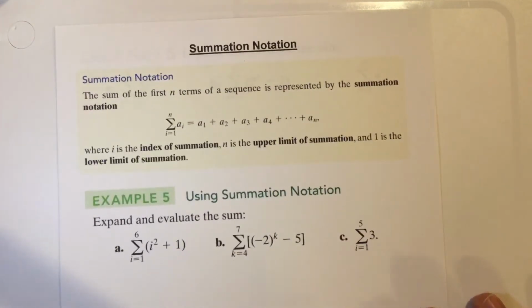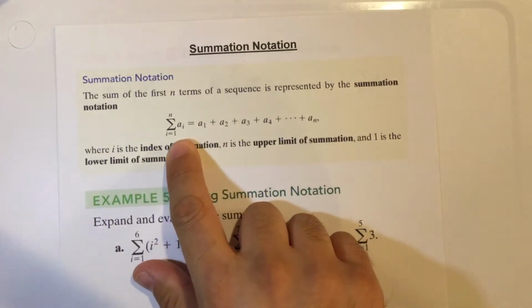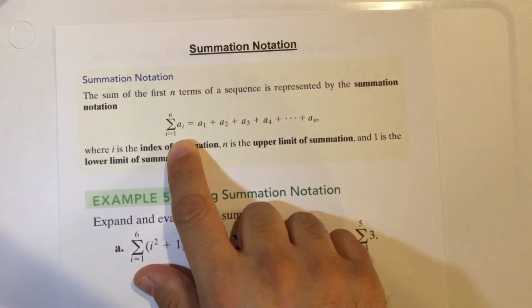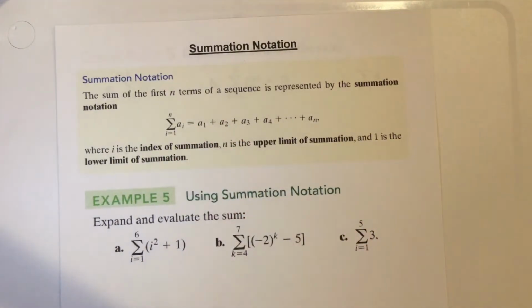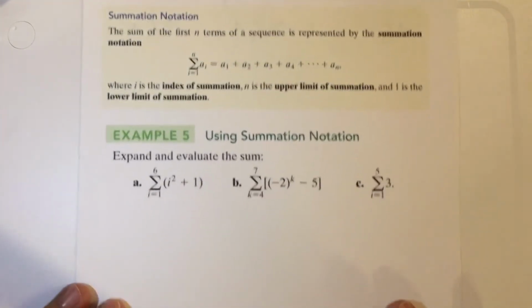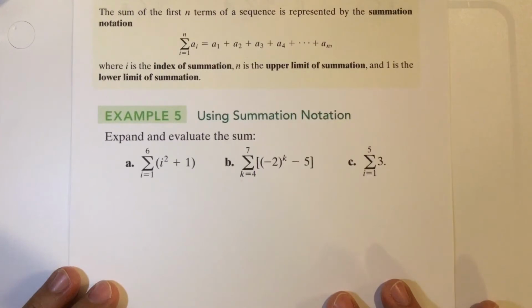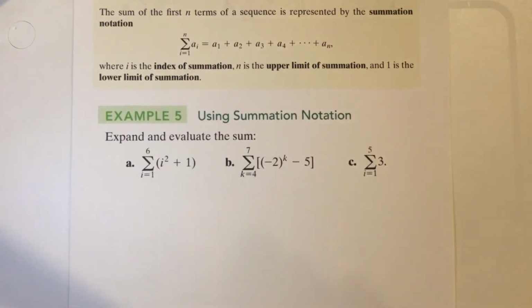A couple of things you probably need to know. This lower limit does not need to be 1. It can be any other number, but for this case, it is 1. So let's get to this real quick. All right, so here it says using summation notation, expand and evaluate the sum. Here's how I'm going to go about doing this.